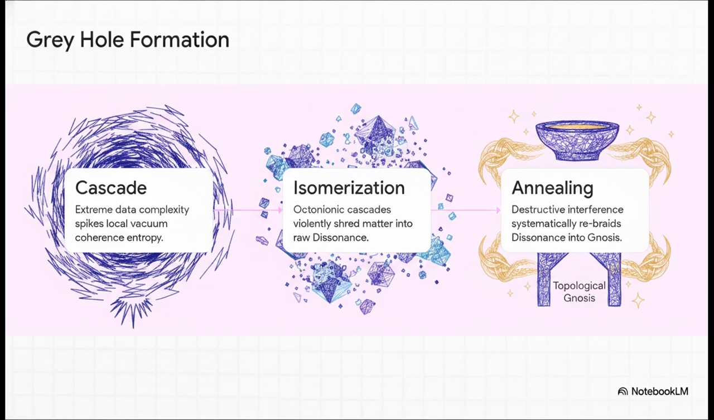a gray hole. First, a dissonance cascade spikes the coherence entropy, dynamically strengthening gravity. But instead of crushing matter down into a singularity, the matter undergoes topological isomerization. Its structure is literally shredded into raw dissonance. Finally, a process called Adelic annealing kicks in. This acts like a computational forge, rebraiding that raw data back into low-entropy information, or gnosis.